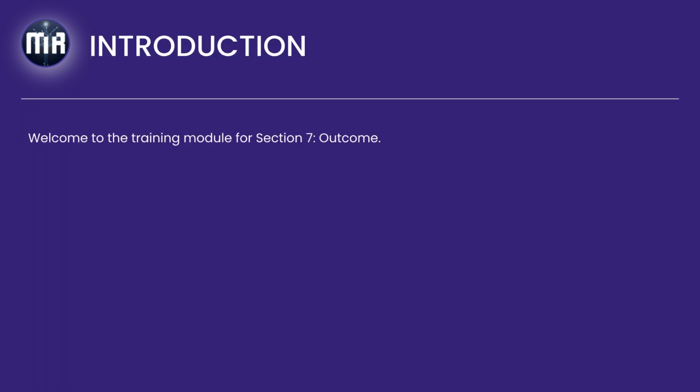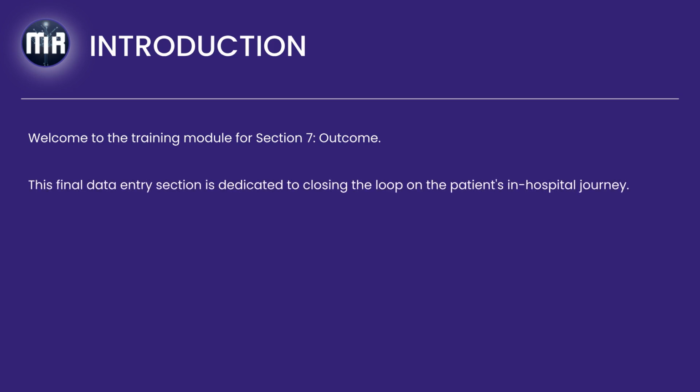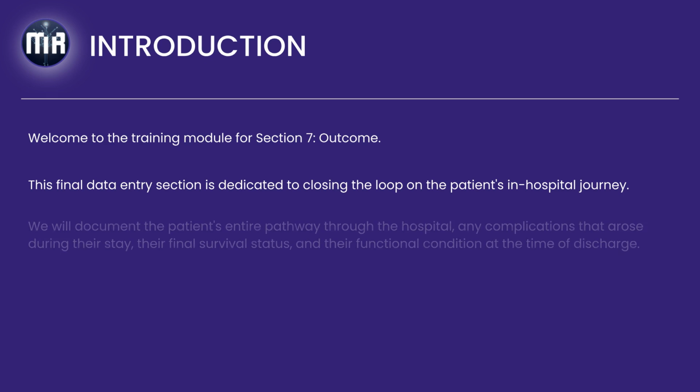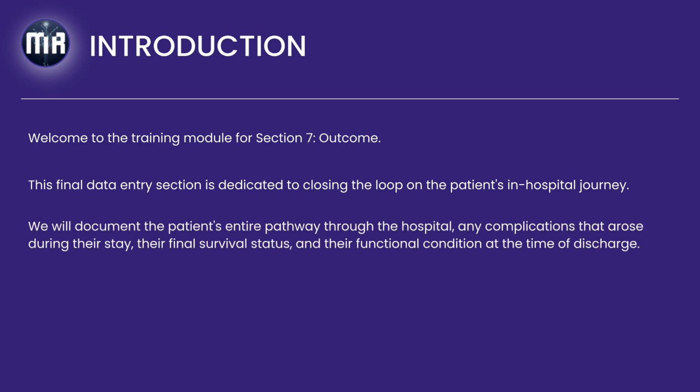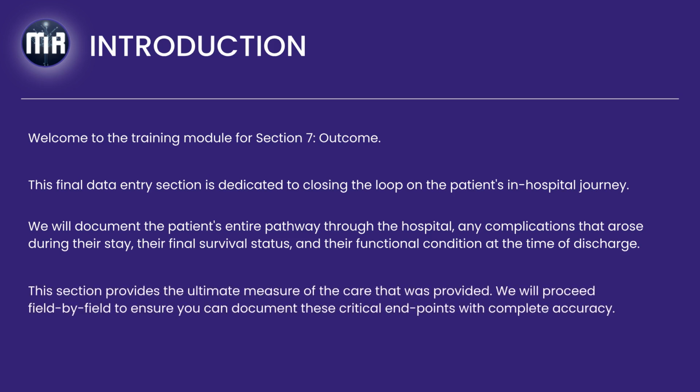Welcome to the training module for Section 7, Outcome. We have now followed the patient through the pre-hospital phase, the emergency department, and their definitive management. This final data entry section is dedicated to closing the loop on the patient's in-hospital journey. Here, we will document the patient's entire pathway through the hospital, any complications that arose during their stay, their final survival status, and their functional condition at the time of discharge. This section provides the ultimate measure of the care that was provided. We will proceed field by field to ensure you can document these critical endpoints with complete accuracy.